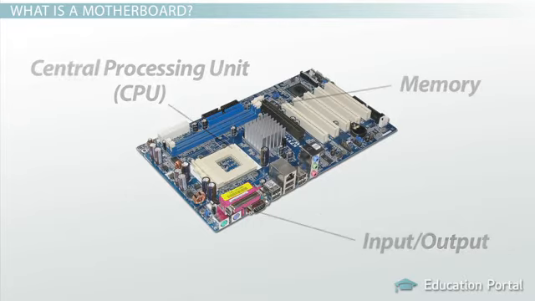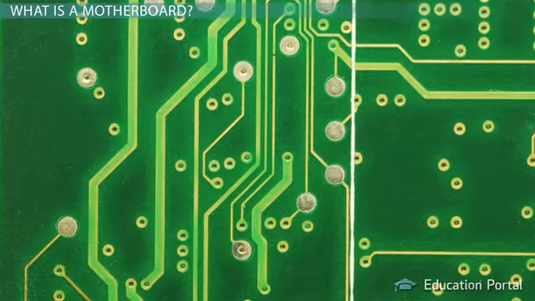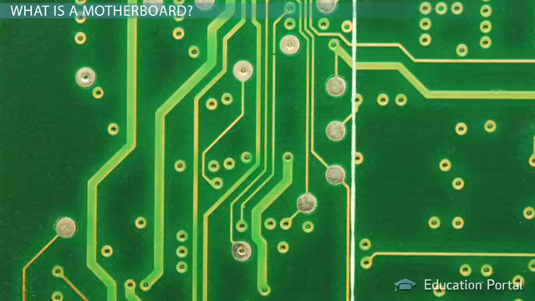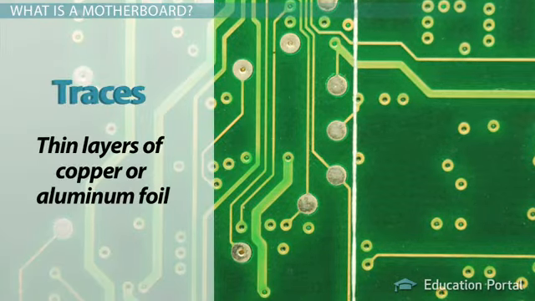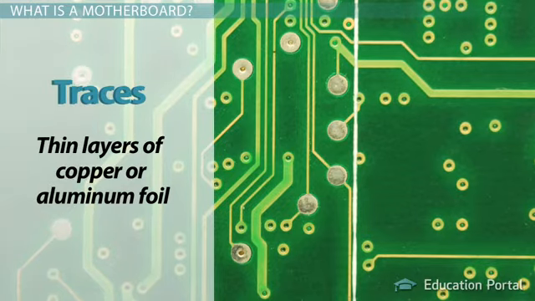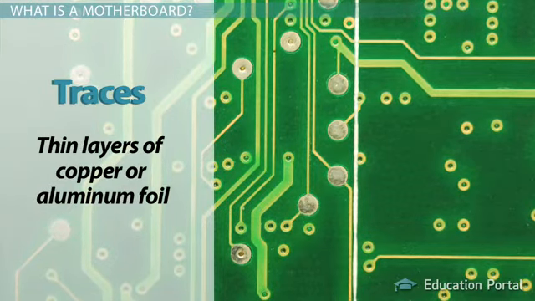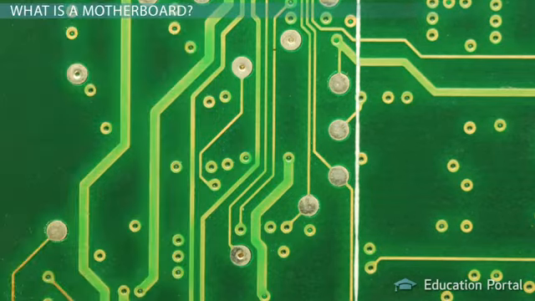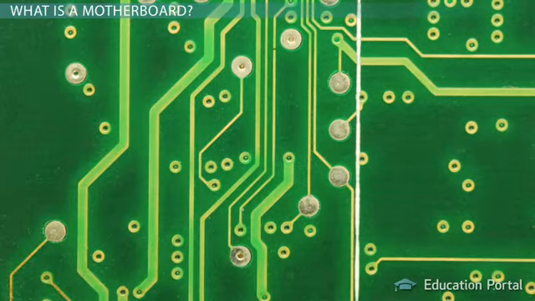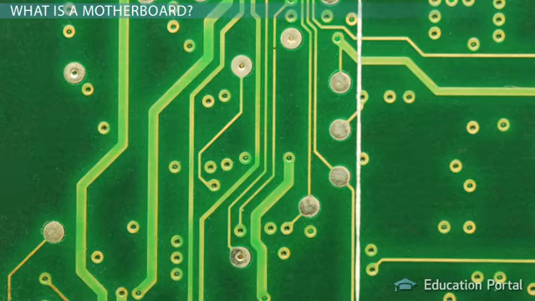The base of a motherboard consists of a very firm sheet of non-conductive material, typically some sort of rigid plastic. Thin layers of copper or aluminum foil, referred to as traces, are printed onto this sheet. These traces are very narrow and form the circuits between the various components. In addition to circuits, a motherboard contains a number of sockets and slots to connect the other components.